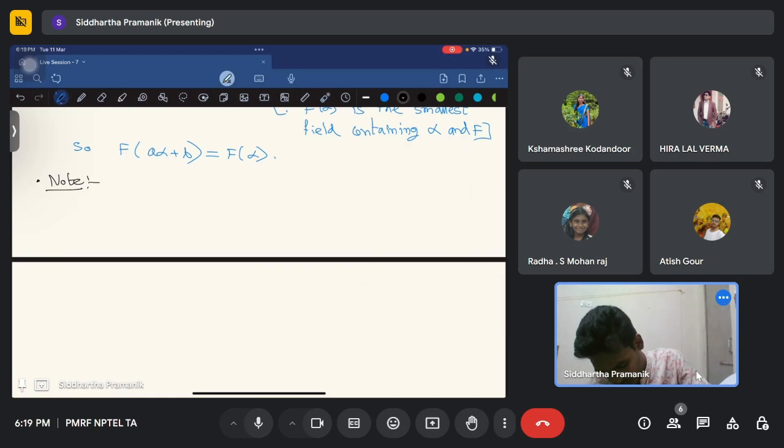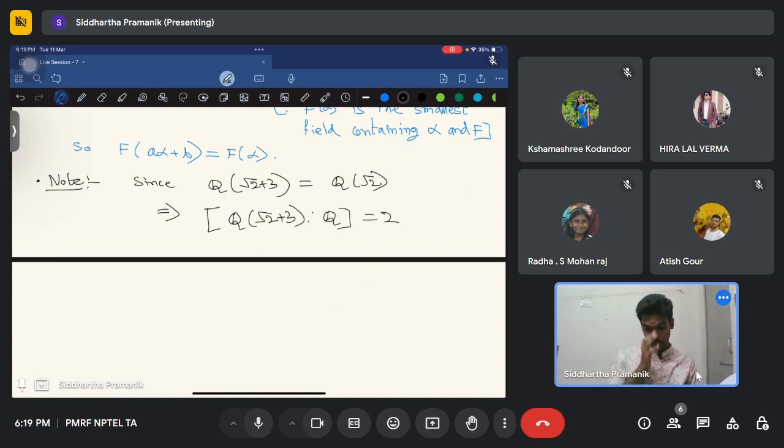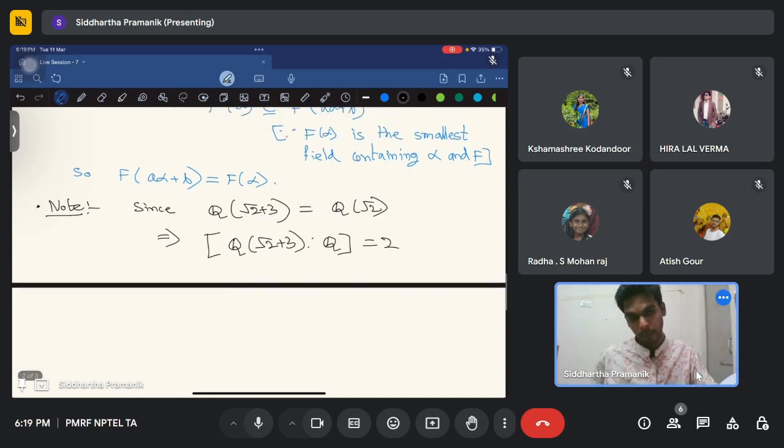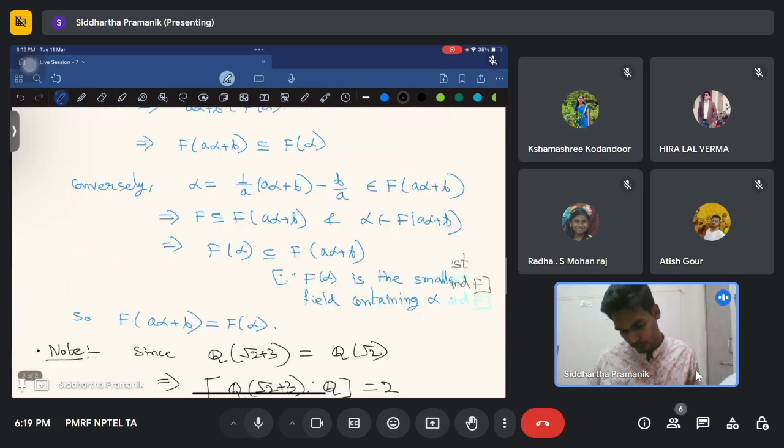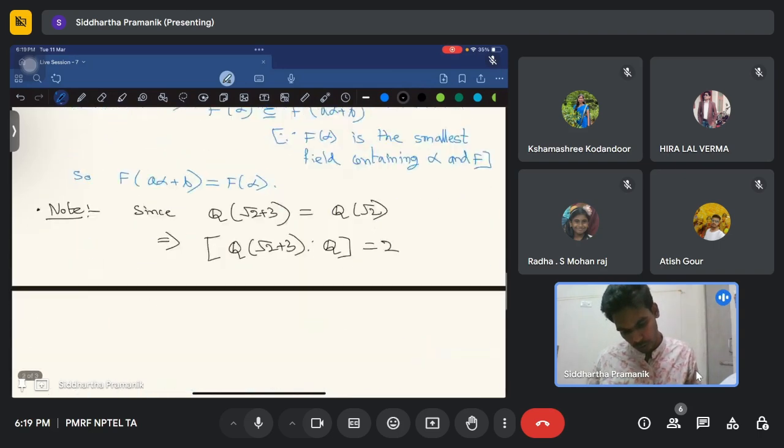We will see more applications of this. This is a very useful fact. Q(root 2 plus 3) is the same as Q(root 2), so that will imply the degree of this extension is equal to 2. Okay, so let's move on to the next problem.